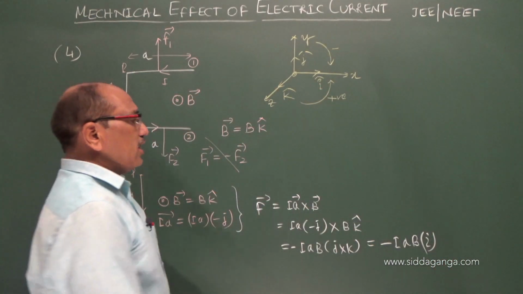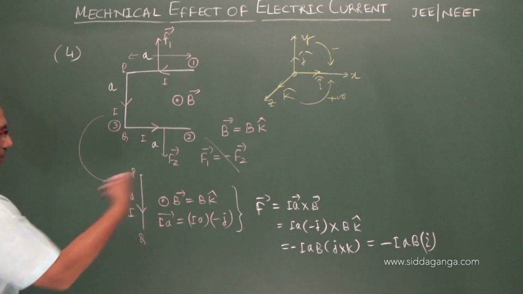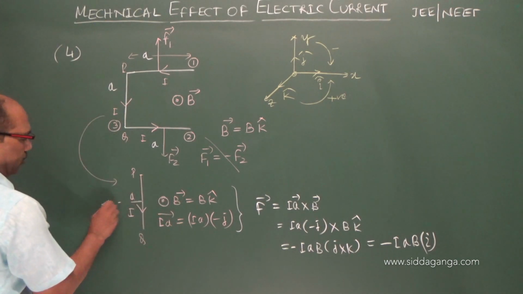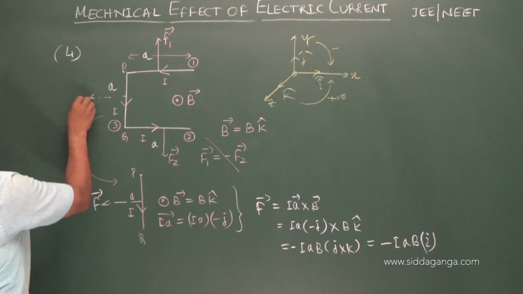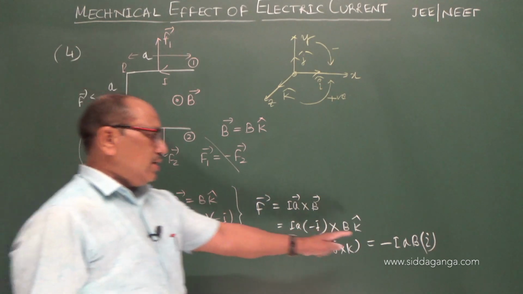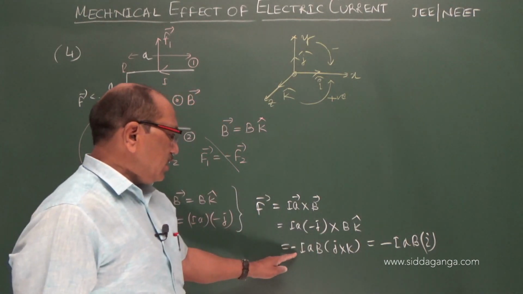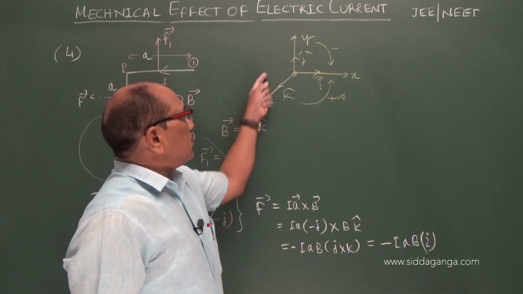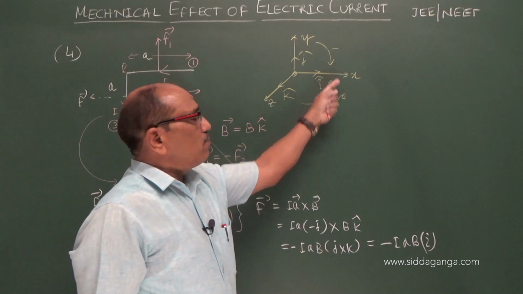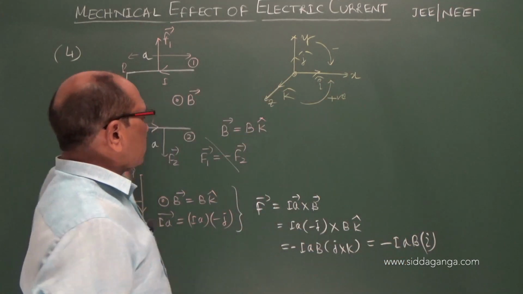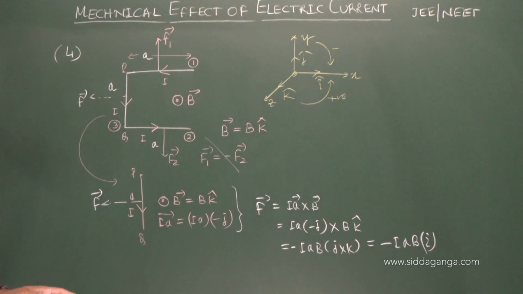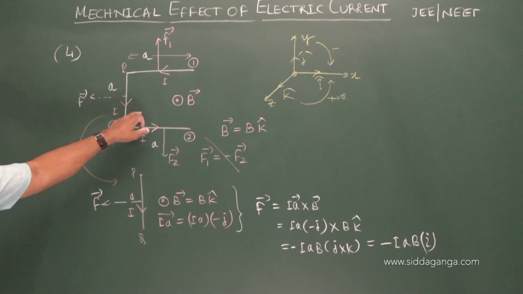That means along a negative axis. Negative x means the force is acting towards the left. This wire is experiencing force towards the left. Minus i, brought here, J cross K gives you the positive direction. The minus sign indicates the force is acting to the left. I hope you have understood this case.